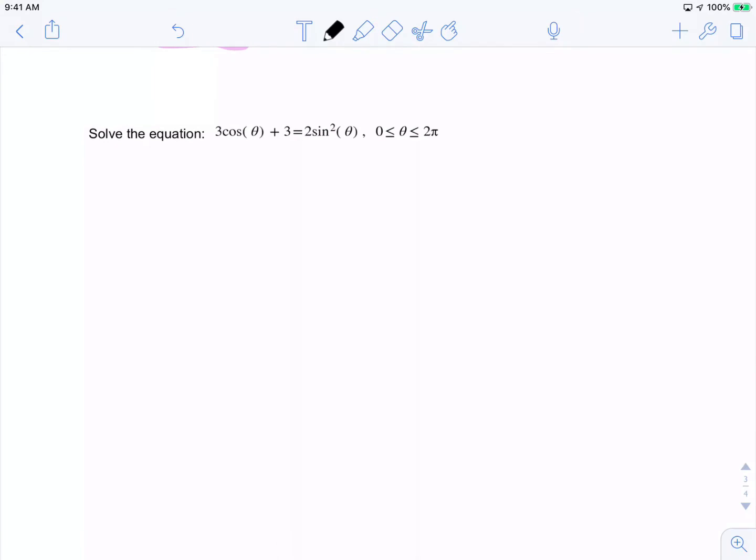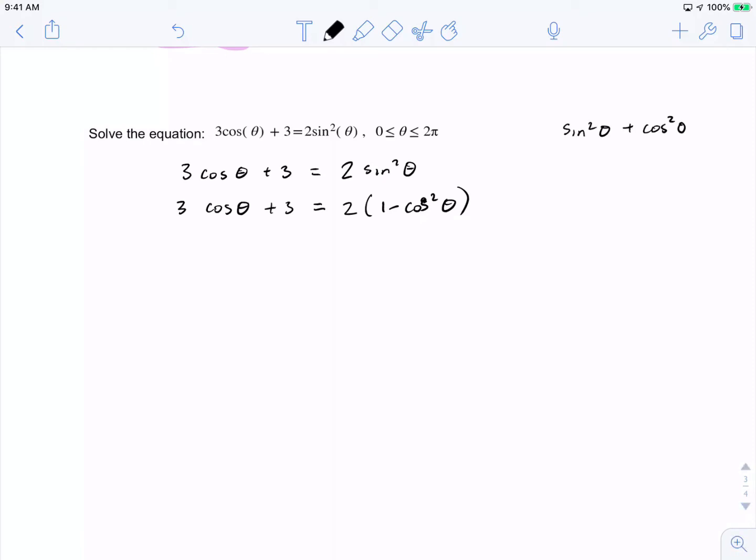One more to do. And so to clean this one up, I'm going to have to do a little bit of trig identities to it. And so I'm going to have 3 cosine theta plus 3 is equal to 2. But instead of the sine squared theta there, I'm going to use the identity. So I'm going to go 3 cosine theta plus 3 is equal to 2 times 1 minus cosine squared theta. And again, that comes from sine squared theta plus cosine squared theta is equal to 1. And so sine squared theta is equal to 1 minus cosine squared theta. That's where I got it from.